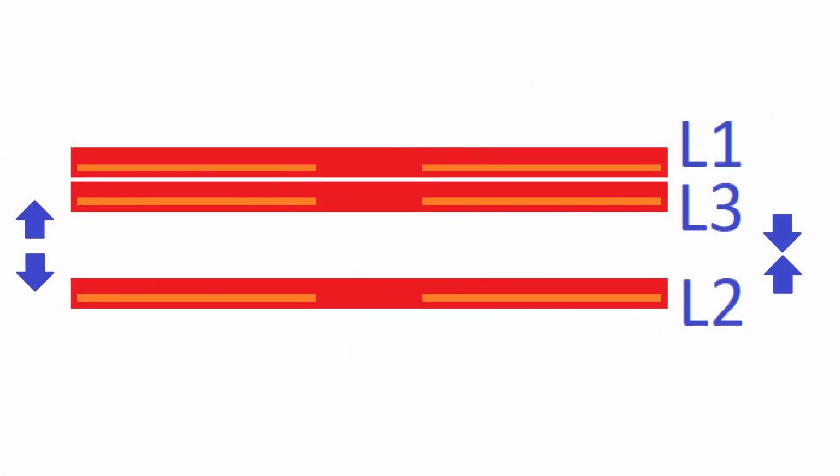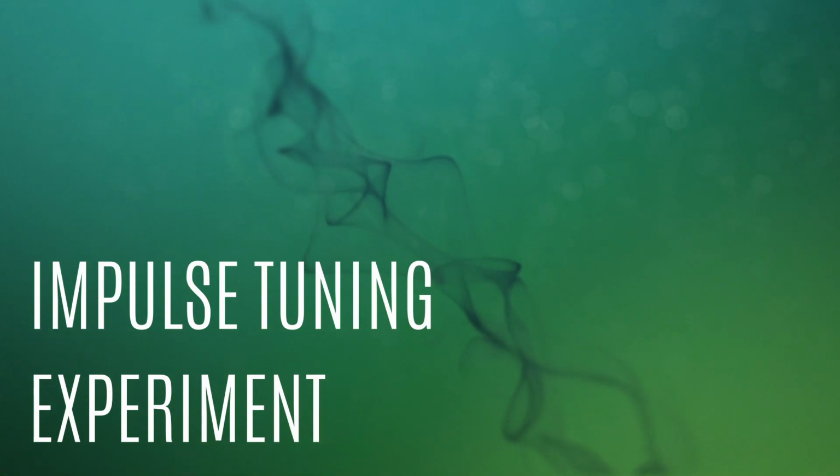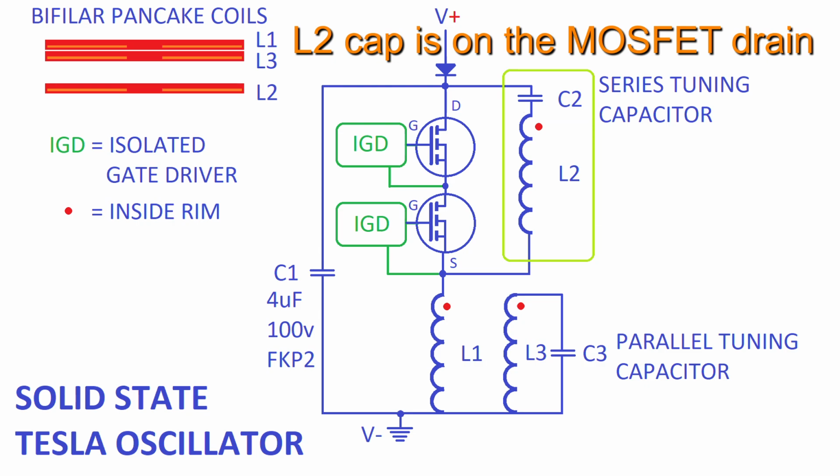To tune the impulses onto the current maximum, we will need to change the distance between L2 and L3. And this changes the amount of coupling between the coils. At the right distance, the impulses will be tuned to the current maximum of the series resonant L2 coil. I will show you this in the next experiment. The L2 tuning capacitor is on the drain of the MOSFETs. That's why you can't see the impulse on the L2 sine wave.